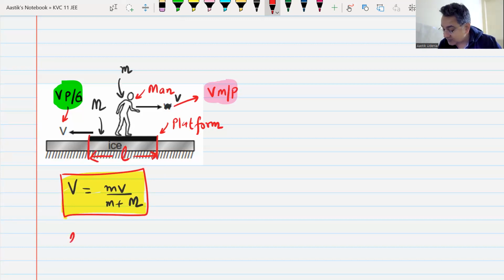If I call the distance that the platform has moved as L dash, L is the distance which the man has moved with respect to the platform. L dash is the distance that the platform moves with respect to the ground. Can anyone tell me what will be the value of L dash? Just applying common sense and not physics. Everything is right in front of your eyes. Can anyone tell me what will be the value of L dash?